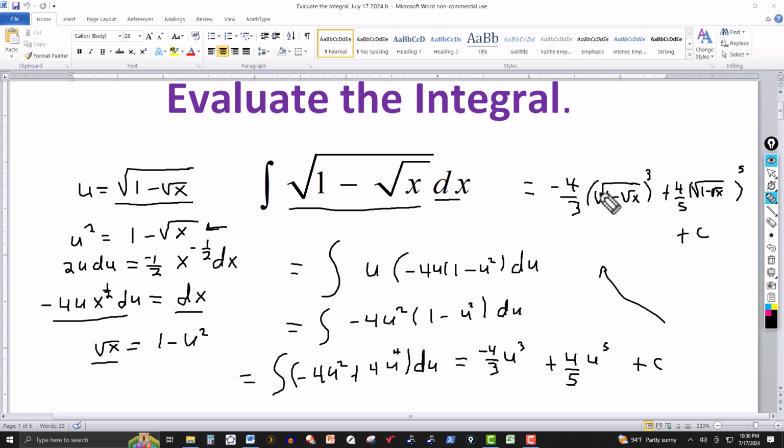Now since you have a square root here, you got a cube of the square root, you could write this expression as 1 minus the square root of x to the 3/2 power, and you could write this expression as 1 minus the square root of x to the 5/2 power. What I'm saying is the 1 minus square root of x could be to the 3/2 power, and for this one over here, 1 minus square root of x could be to the 5/2 power.